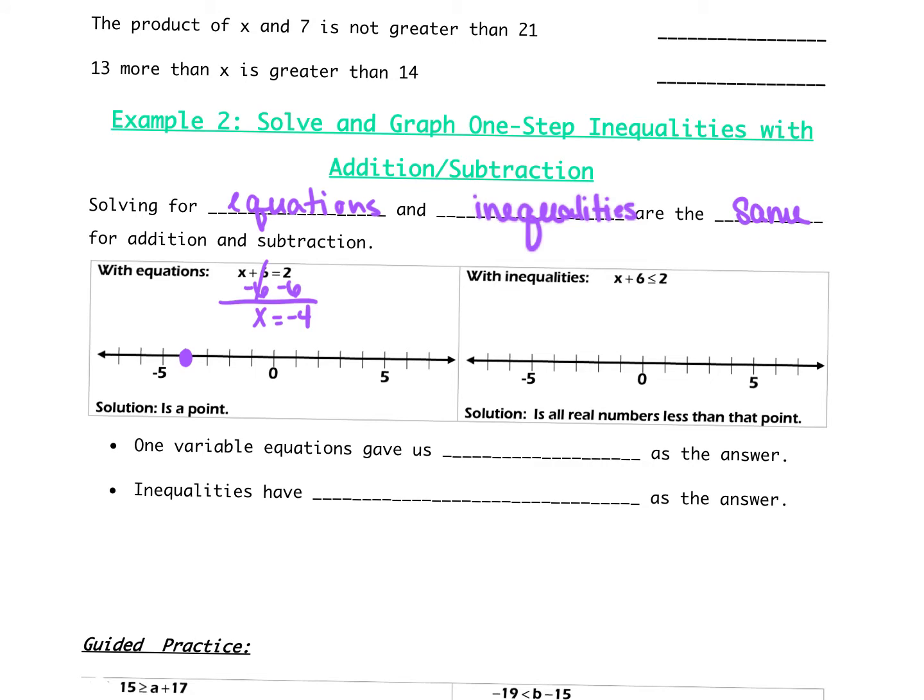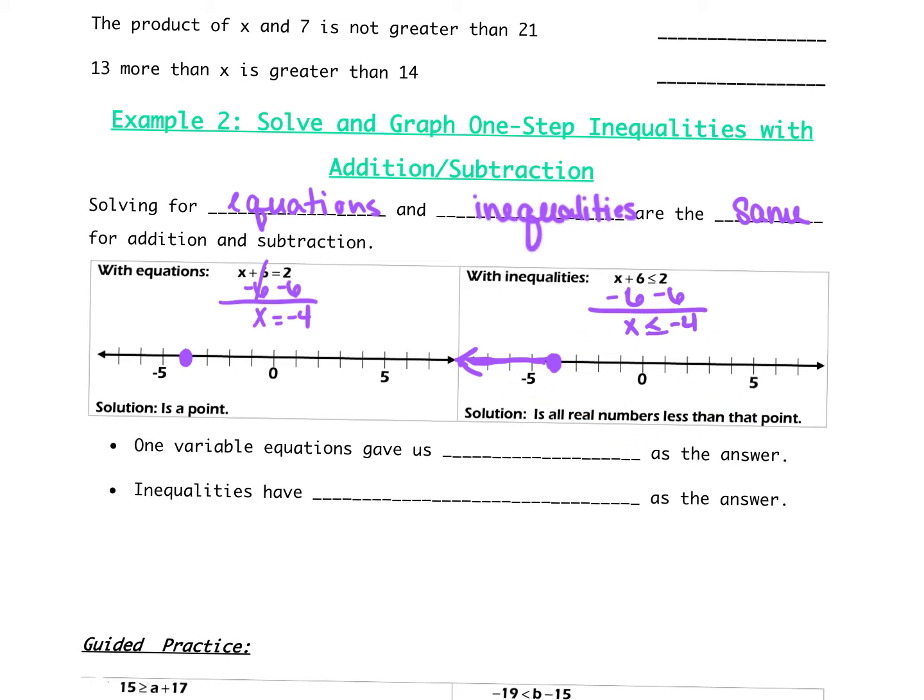Versus over here with an inequality, again, we're going to subtract 6 from both sides, and that leaves us with x less than or equal to -4. So now we're going to make our closed point again, because it's a less than or equal to, at -4. But this time we're going to include all numbers that are less than or equal to it. So there we go. This one has all real numbers less than that point. So -4 was our point, and everything less than that is included in our solution. This has one number as a solution. This has many numbers as a solution.